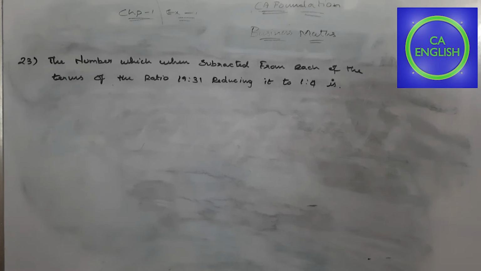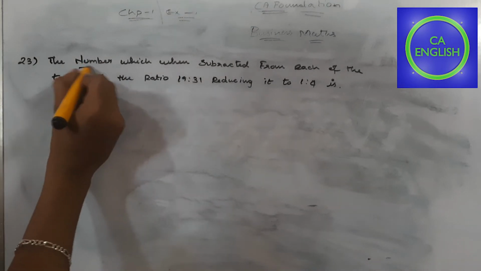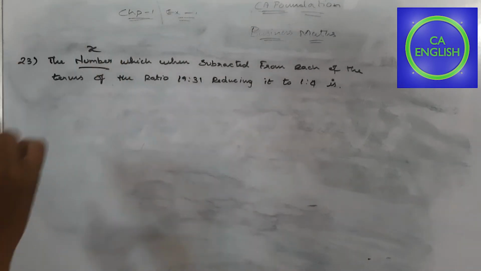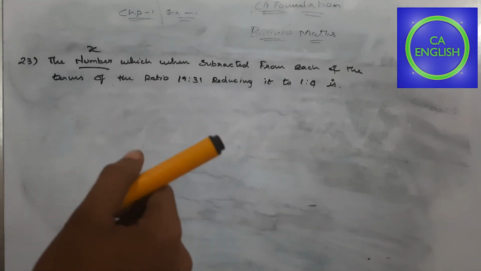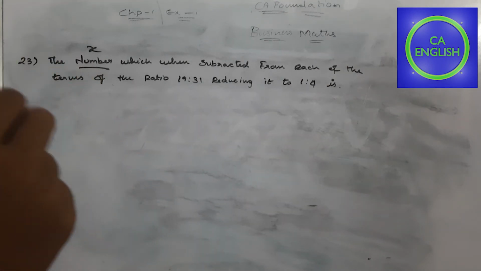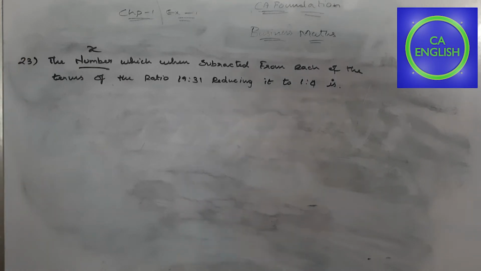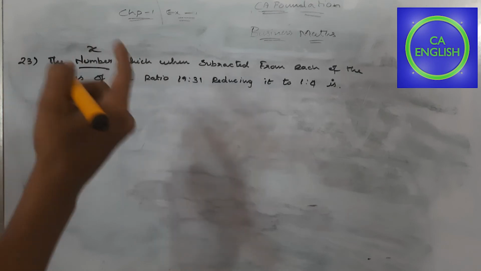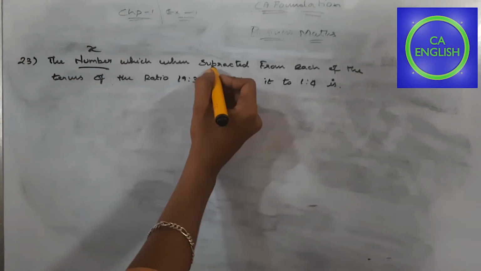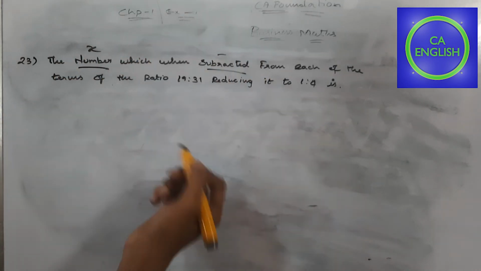each of the terms of the ratio 19 is to 31, reducing it to 1 is to 4. We want to find what is that number. We can take the number as x. This sum is like the one we have seen in the last video, I think, the 17th sum. These both sums are in the same genre, we just want to find the number. Here it is given as subtracted, so take it as minus.